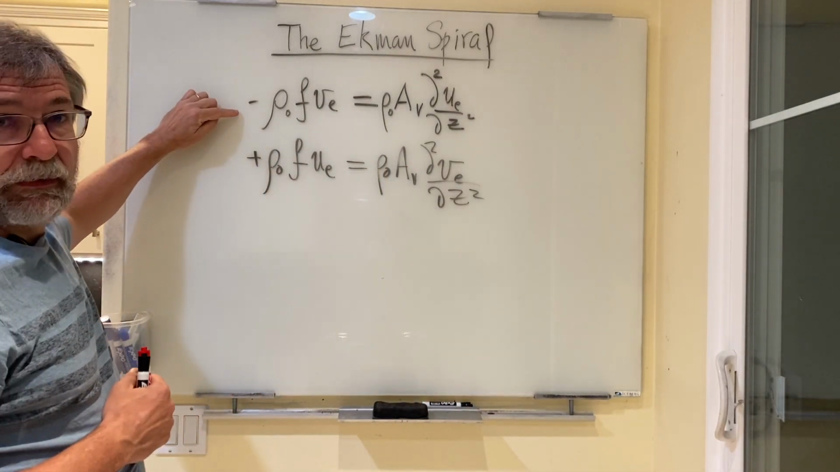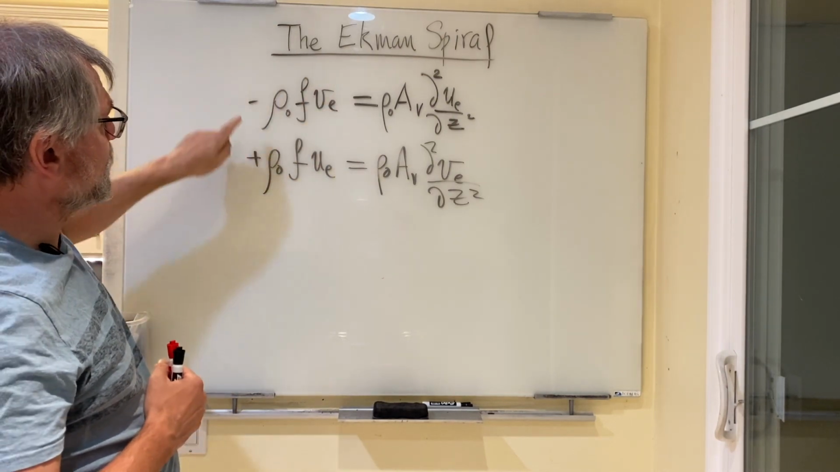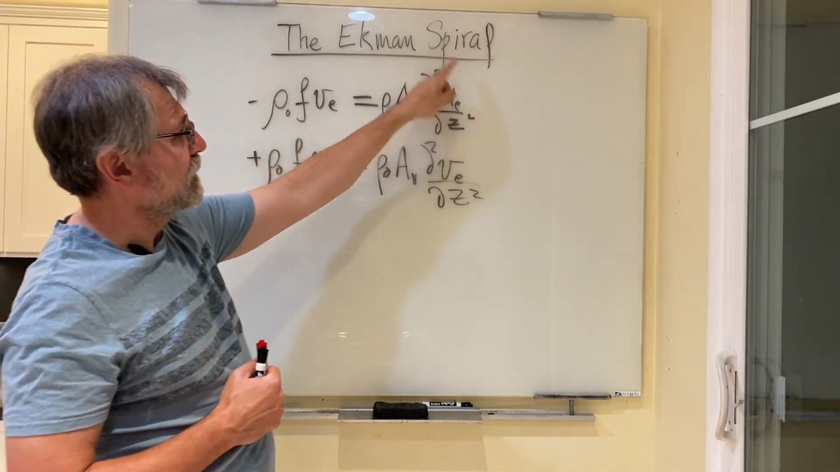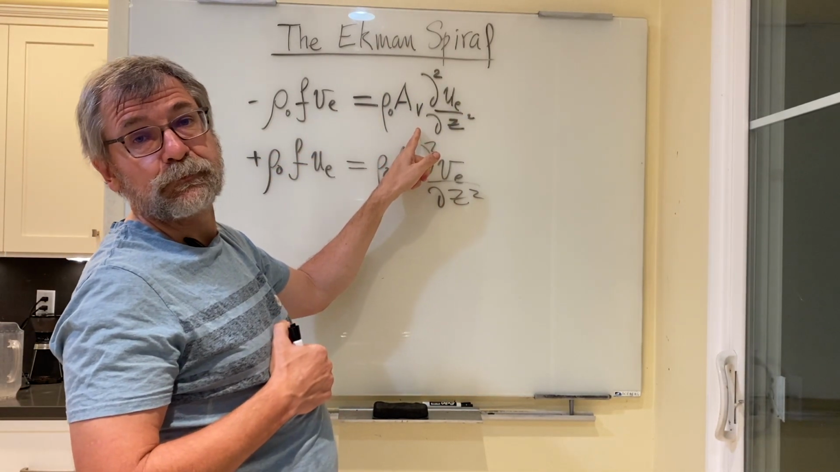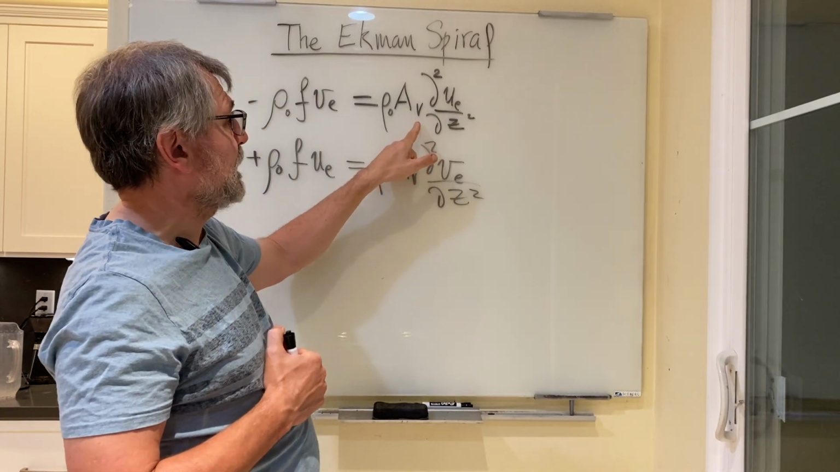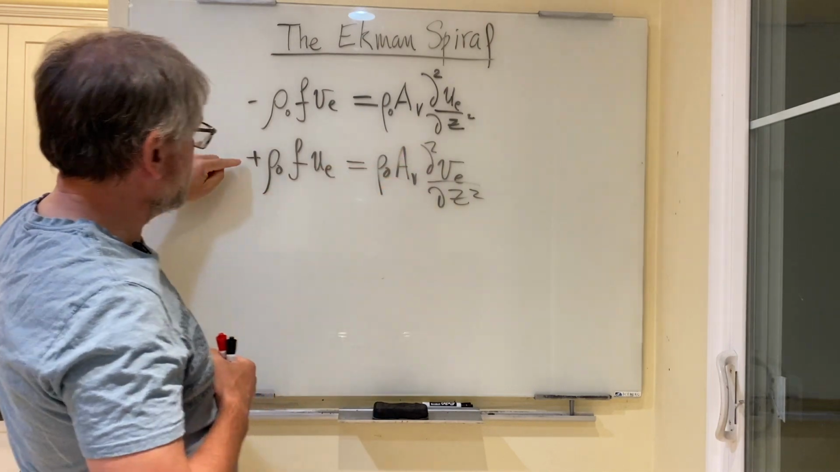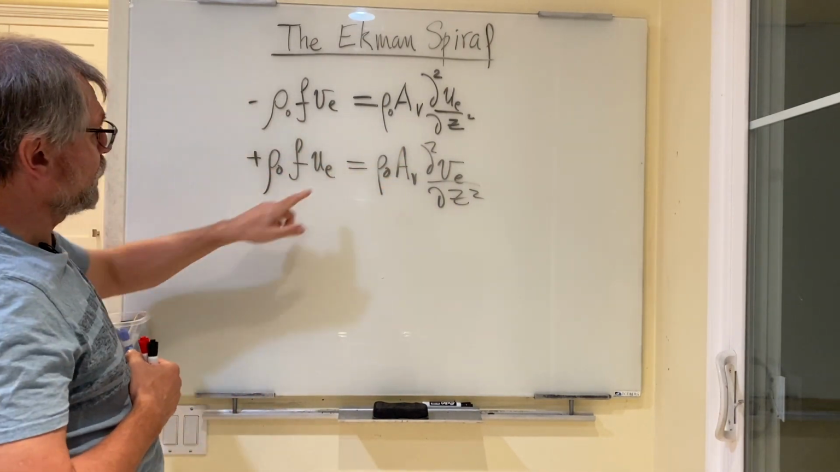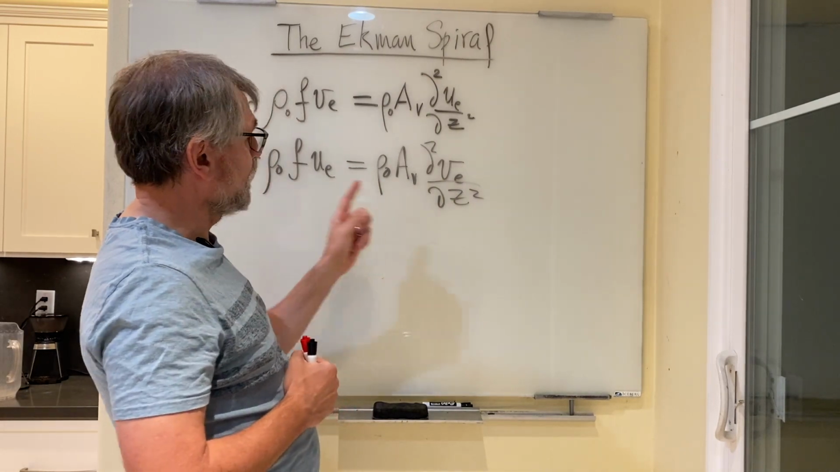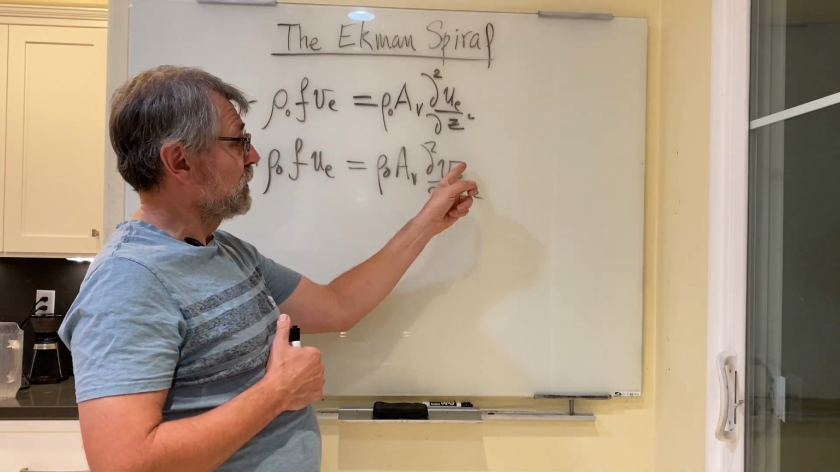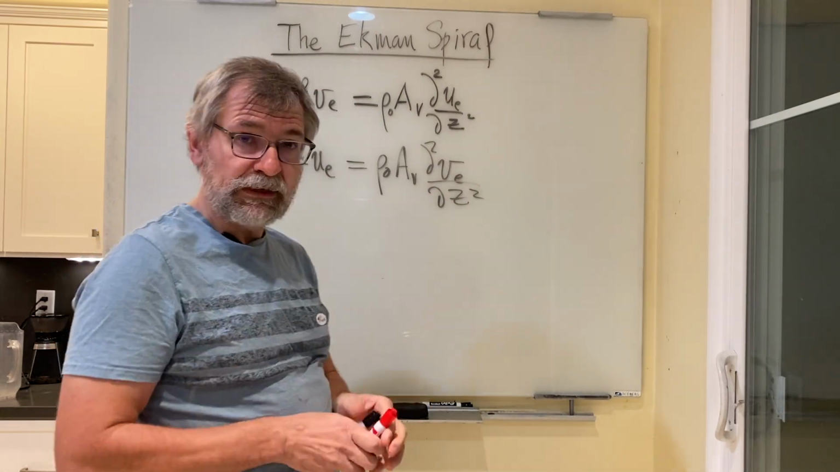The first one represents the X momentum balance. Remember, this is the Coriolis force per unit volume, and this is the convergence of the momentum flux due to eddies, the vertical component of that, the vertical convergence. And this one is the Y momentum equation. I have again the Coriolis force in the Y direction per unit volume, and then again the convergence of northward momentum in the vertical. All right, so we have two equations, equation 1 and equation 2.